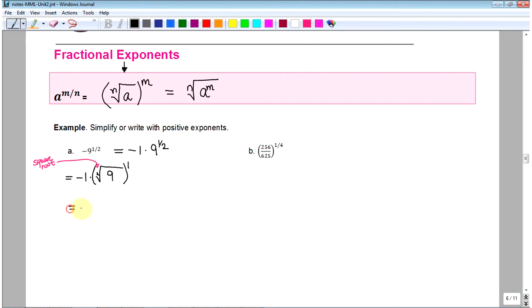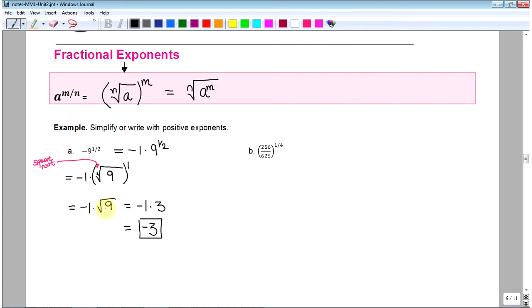So we can rewrite this as -1 times, and we just have the square root of 9. The square root of 9 is equal to 3. -1 times 3 is just -3, and that's our answer. Okay. So now when we look at part B, but let me make one comment about this.